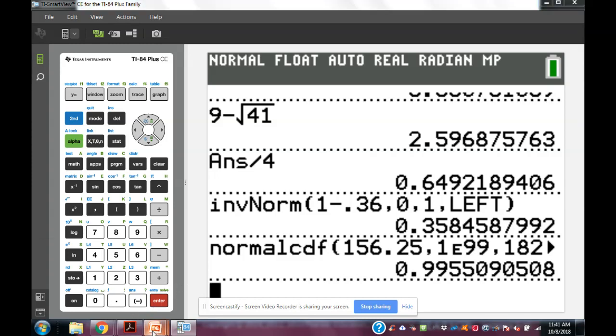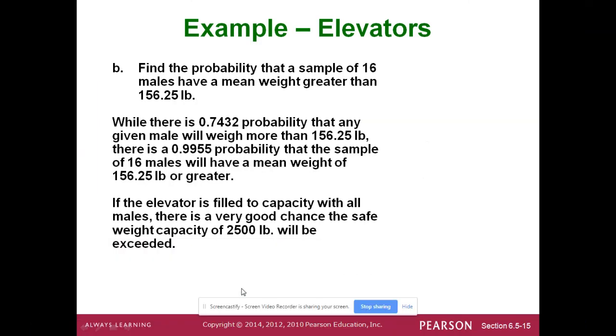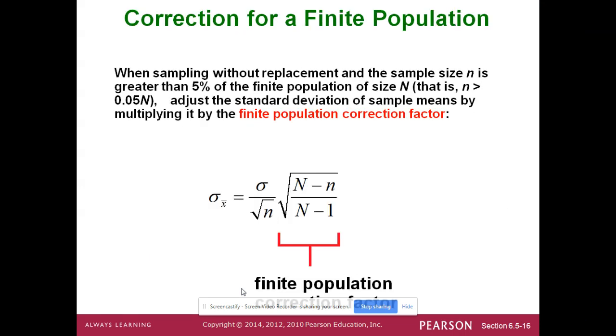So again, this stuff is not getting harder. It's the same stuff. It's just applying it to different situations.